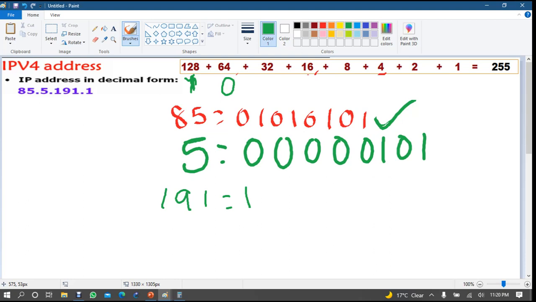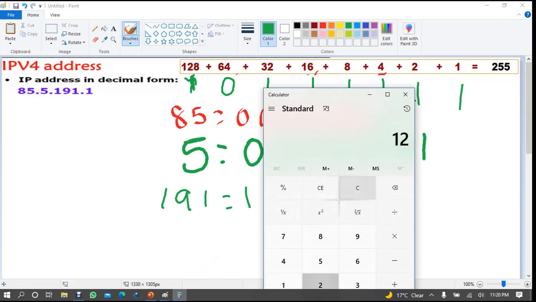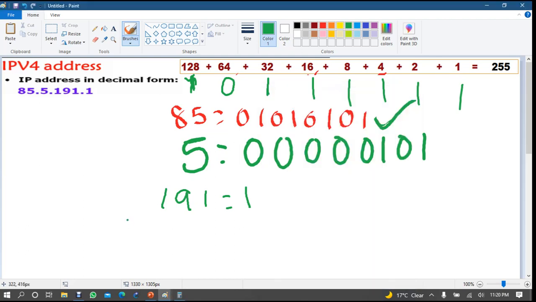Can I take 32? Yes, take 32. Take 16, take 8, take 4, take 2, take 1. Now let's calculate it: 128 plus 32 plus 16 plus 8 plus 4 plus 2 plus 1 equals 191. Yes. So the binary is 10111111. This is the binary of 191.